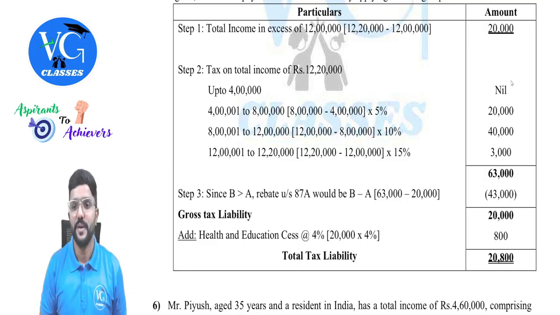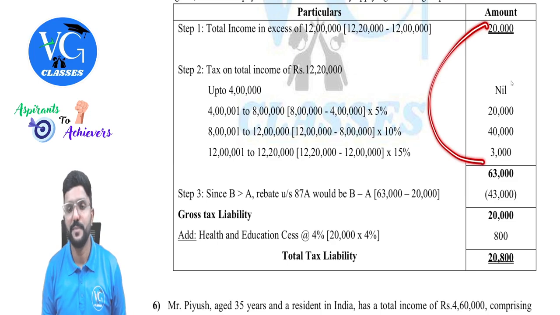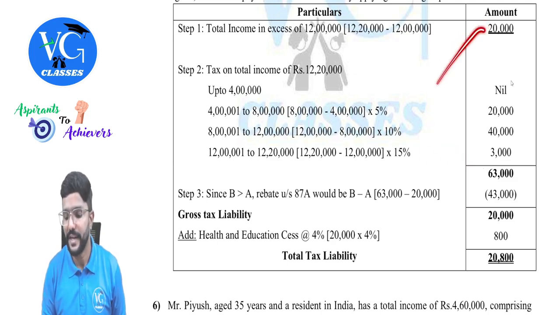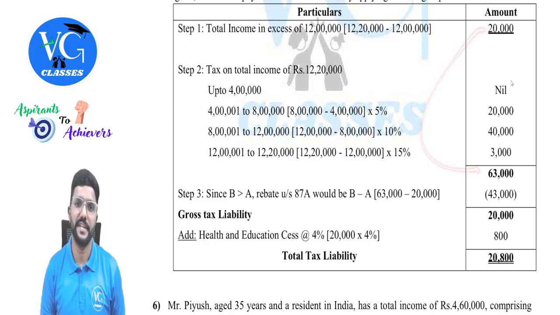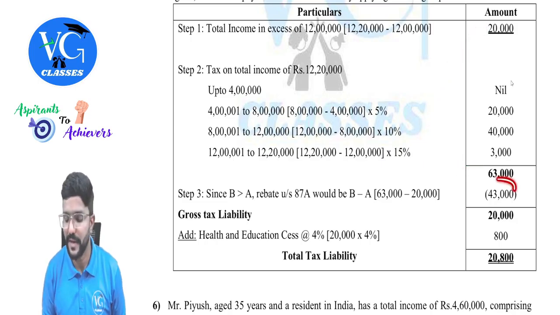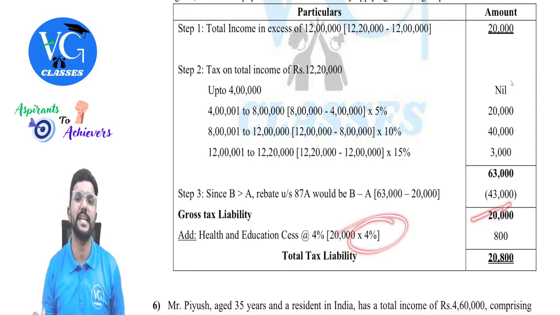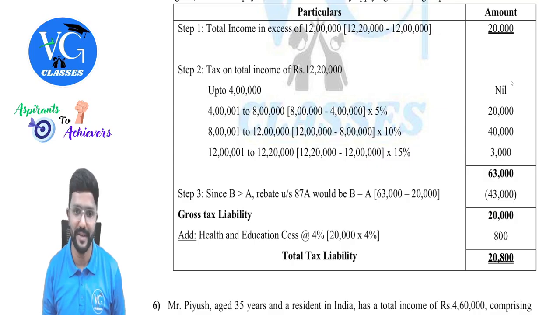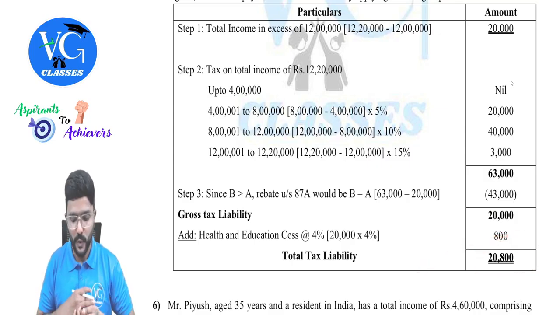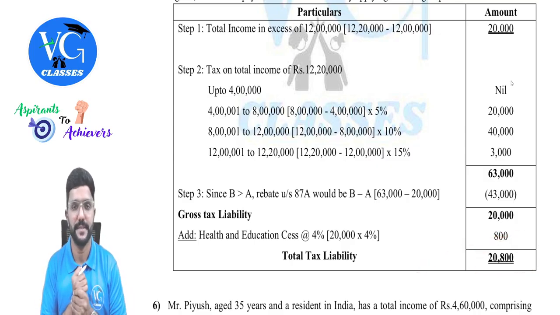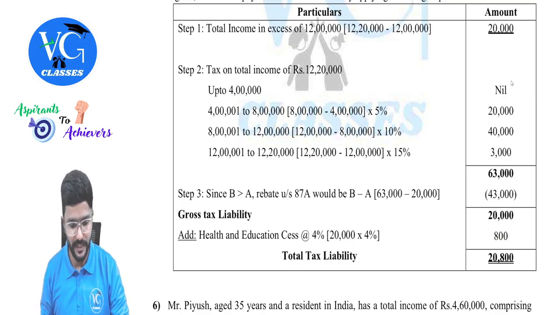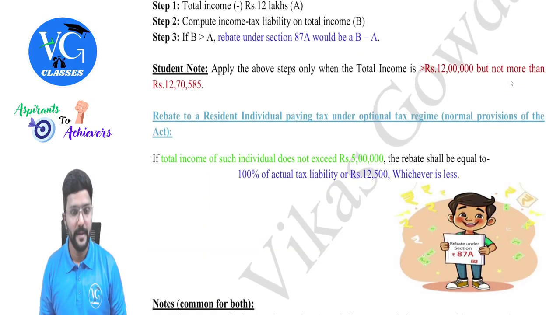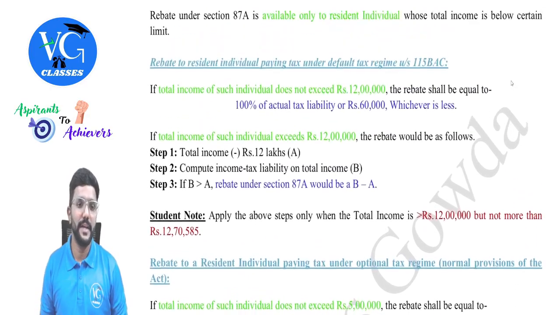So how much is the rebate available? The difference between 63,000 and 20,000, which comes to 43,000. 43,000 rebate is available. So the remaining 20,000 plus 4% health and education cess has to be paid by Pawan, which comes to 20,800. Got it? Okay, done with the rebate under the default regime.